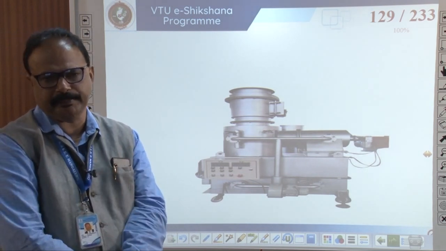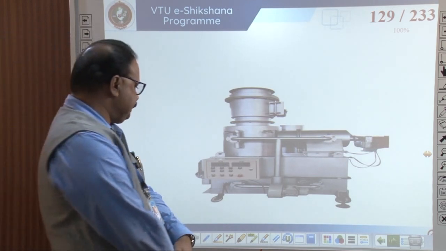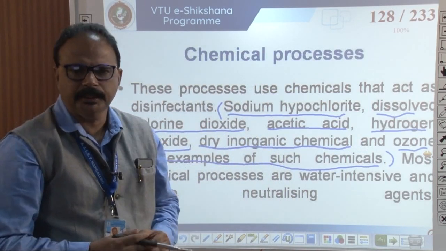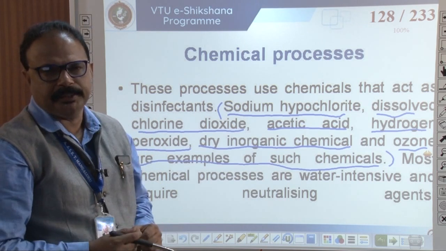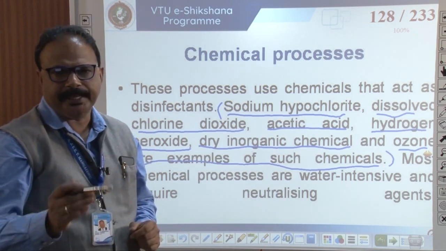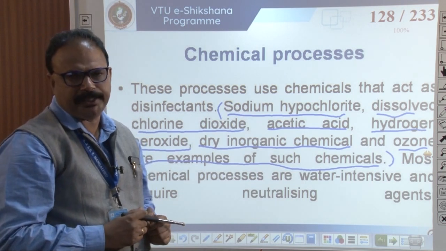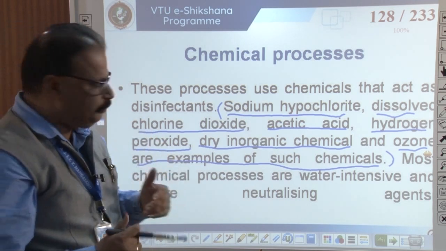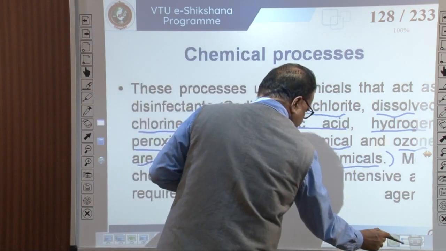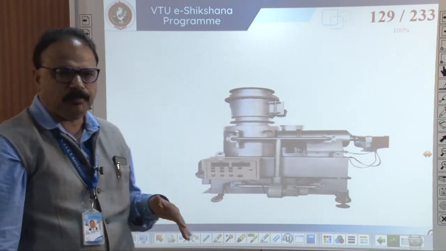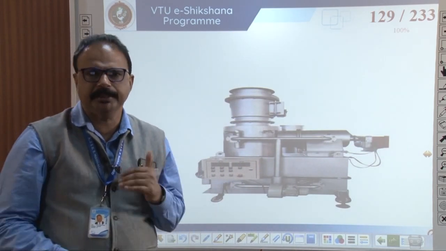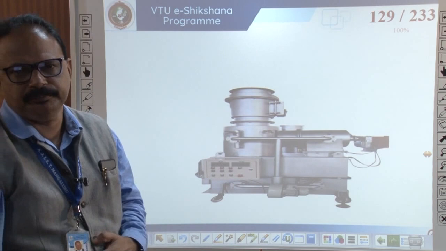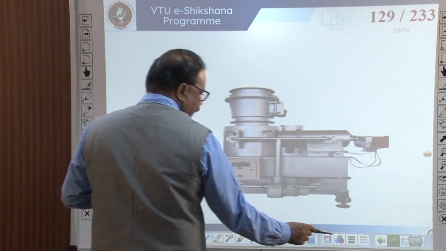See here how the chemical process is done. In this, different types of chemicals are used for the treatment: sodium hypochlorite, dissolved chlorine, acetic acid, hydrogen peroxide, inorganic chemicals and ozone are examples of chemicals used in this. This machine is modern technology equipment in which the chemical treatment is done for biomedical waste treatment.